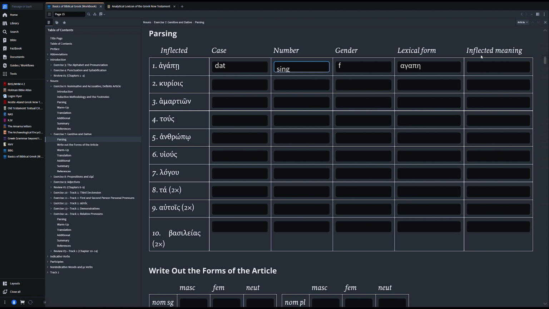So when we're doing inflected meaning, how do you translate this as a dative singular? Well, you know agape means love, right? But because it's a dative, you write the word to. So to love, because it's going to be the indirect object. So you say to love. All right, let's do number 2.